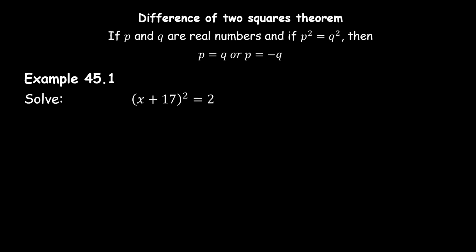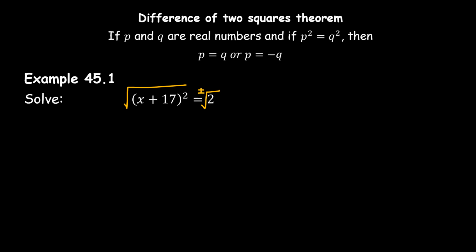So if we have a problem like this, first of all, we'll read the difference of two squares theorem. It says if p and q are real numbers, and if p squared equals q squared, then p equals q, or p could be negative q. So the upshot is, if I have a problem like this, x plus 17 quantity squared equals 2, and I want to solve for x, I'm going to have to take the square root on both sides of the equation to make that square go away. But when I do it, I have to put a plus or minus in front of that square root of 2, because 2 has 2 square roots, positive square root of 2 and negative square root of 2.